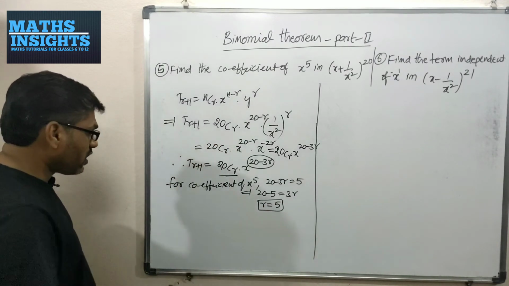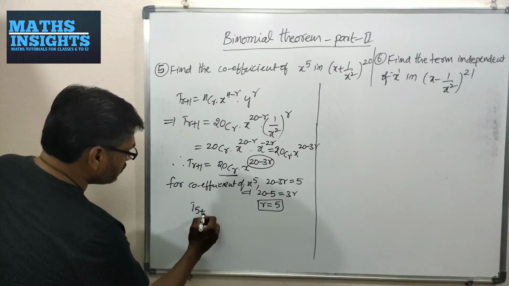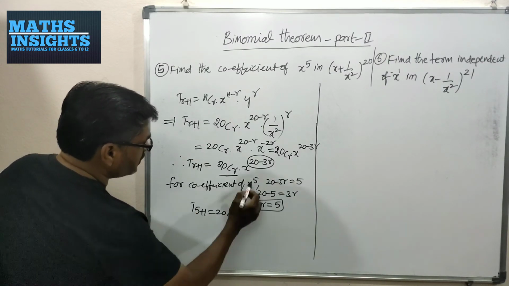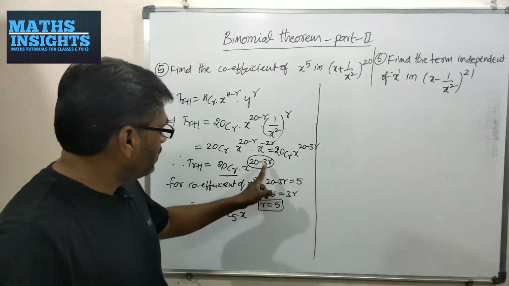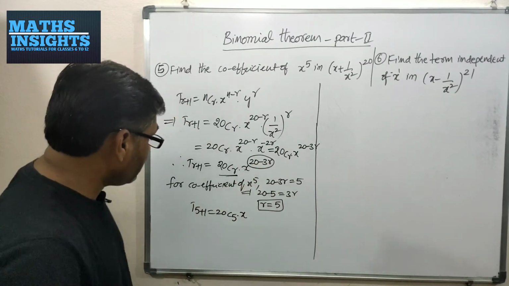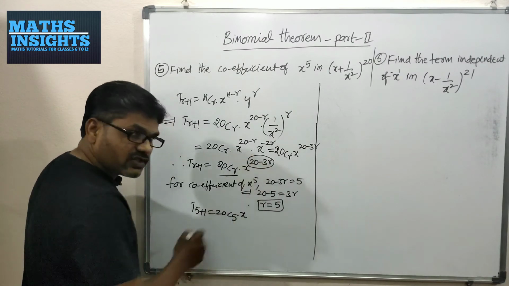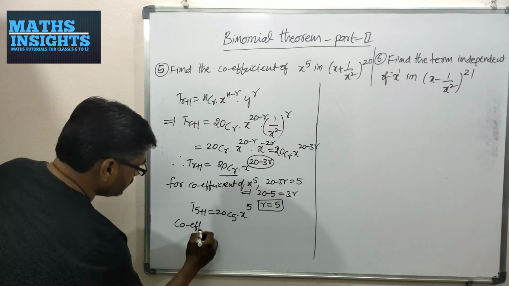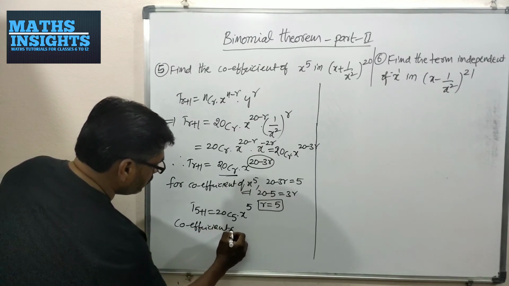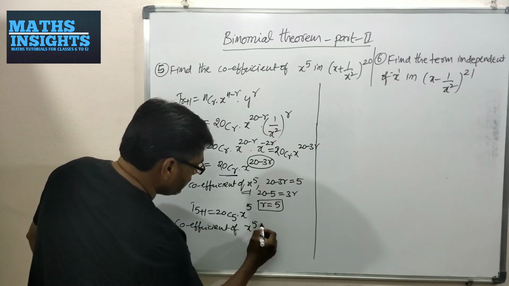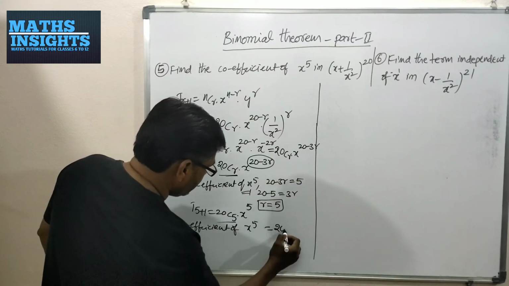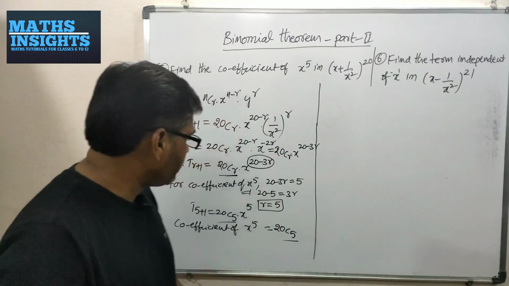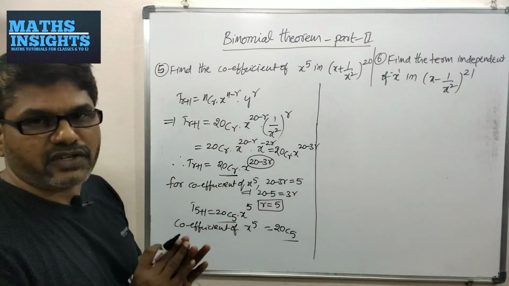So you have to substitute the r value here. T(5 plus 1) is equal to 20C5 into x power, if you substitute the r value here, 3 times 5 is 15, 20 minus 15 is 5. Therefore, the coefficient of x power 5 is equal to 20C5. If you find the value of that, that is the coefficient of x power 5 in the expansion.